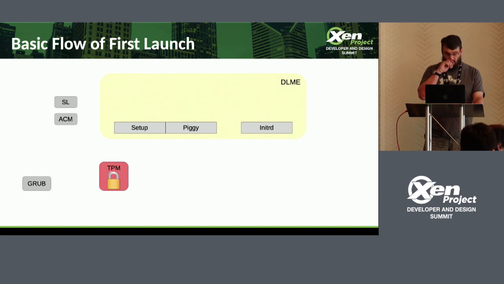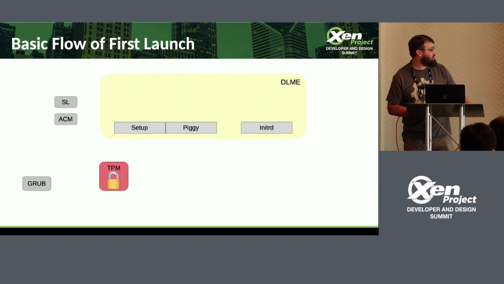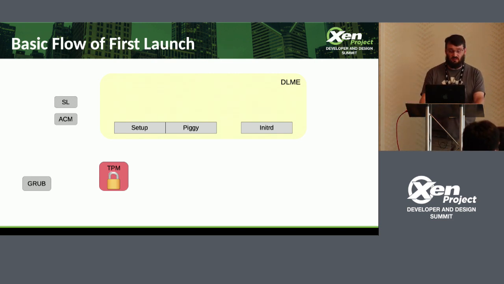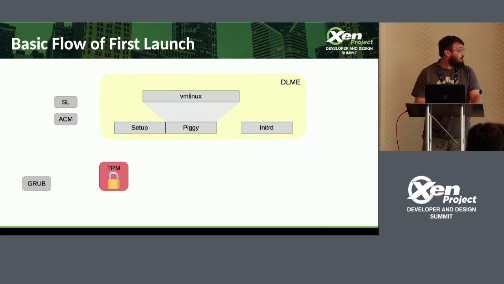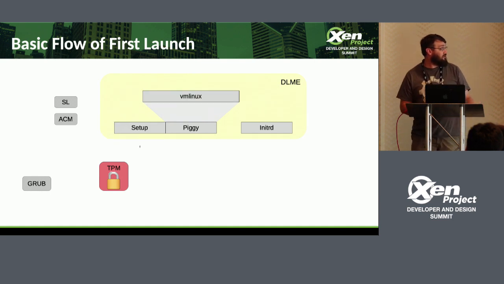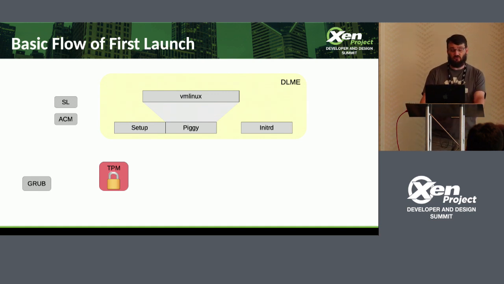The SL will then, once it's finished measuring the DLME, jump into the DLME itself. Once we're inside the setup header, we start measuring all the internal pieces that we're going to be using. The first thing we do is take a measurement of the init-RD. We then expand the PIGI, and then we actually measure the VM Linux kernel and store all those into the TPM.